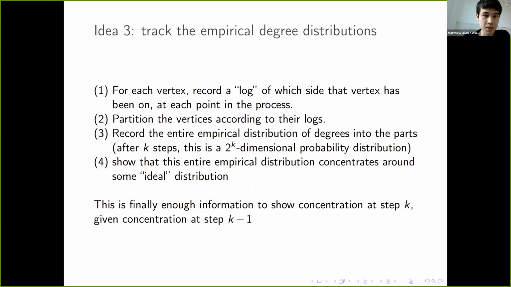And then what you're going to show is that the entire empirical degree distribution concentrates around some ideal distribution. So instead of showing that the number of friendly vertices concentrates around its expectation, I'm showing the entire distribution of degrees concentrates around some more abstract distribution. This ideal distribution is going to look something like a multivariate Gaussian distribution, but it's not quite that, because you're twisting things by constraining the degrees.